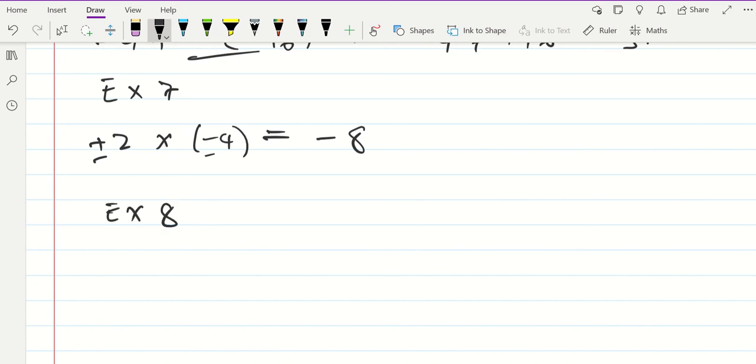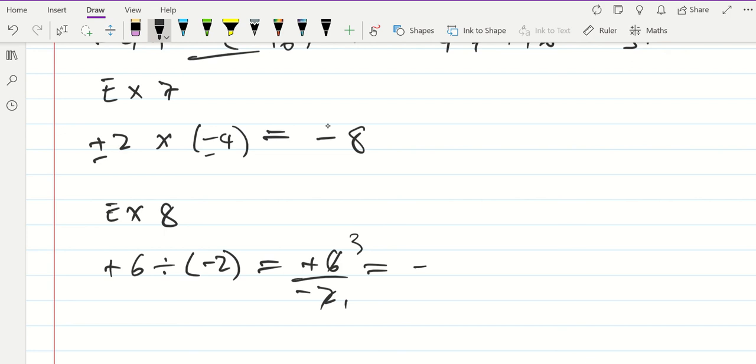Then we're going to have example number 8. Example number 8 is also a relatively simpler problem, and I think you're going to have it very easy. That's plus 6 divided by negative 2. So you can actually write this as plus 6 divided by minus 2. And from the rules that I taught you earlier, a positive divided by a negative is going to give you a negative. So 2 into 2, 1, then 2 into 6, that is 3. So this becomes -3.